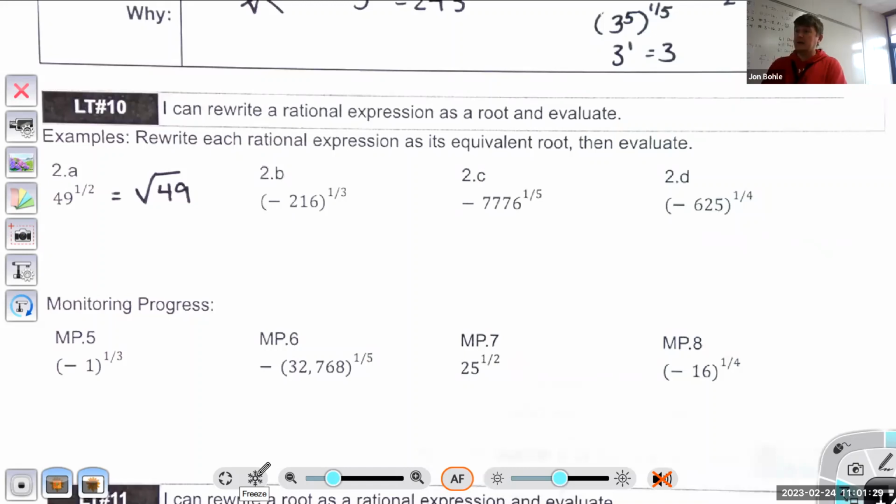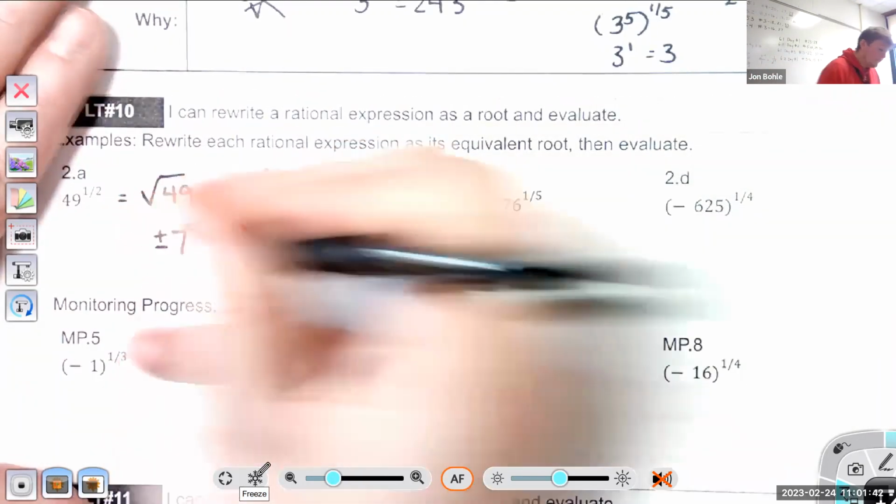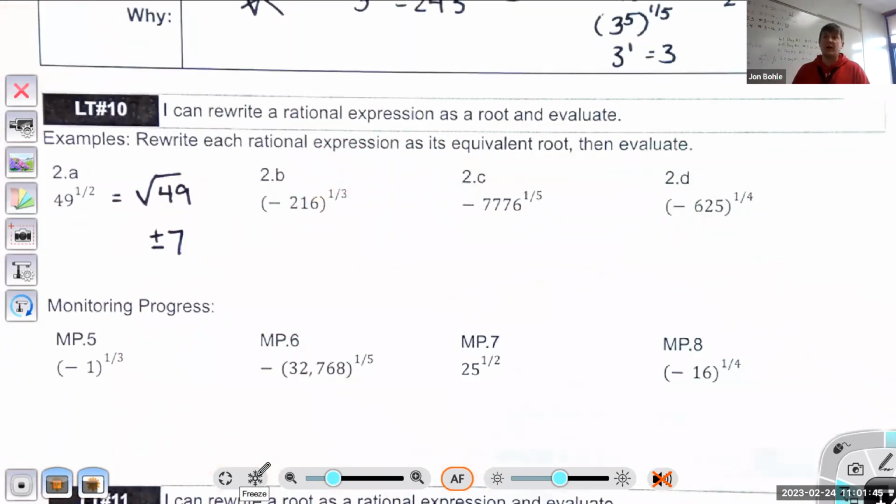So what's the square root of 49? It is 7, but it's what? Is it plus and minus 7? Is it just 7? Just positive and negative because it's an even root. Okay, so that's what 4 points would look like. You're rewriting it as the root, and then you're telling me what that number is.